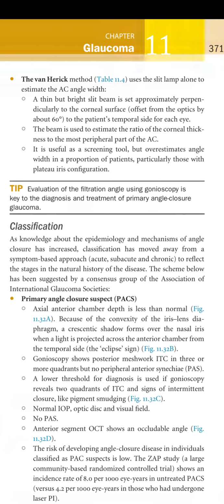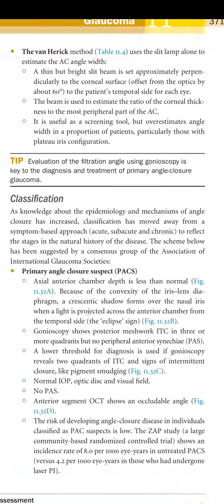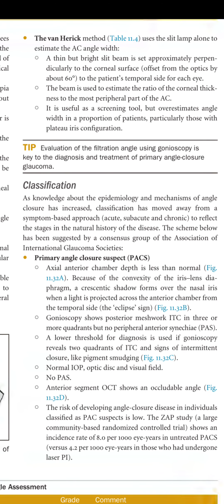A thin but bright slit lamp beam is set approximately perpendicular to the corneal surface, offset from the optic by 60 degrees to the patient's temporal side for each eye. The beam is used to estimate the ratio of the corneal thickness to the most peripheral part of the AC. It is useful as a screening tool but can overestimate angle width in some patients, particularly those with plateau iris configuration. Evaluation of the filtration angle using gonioscopy is the key to diagnosis and treatment of primary angle closure glaucoma.